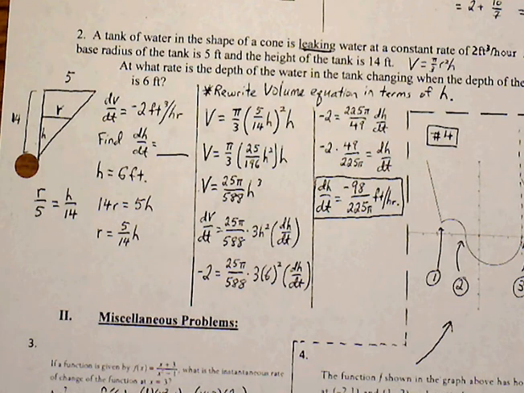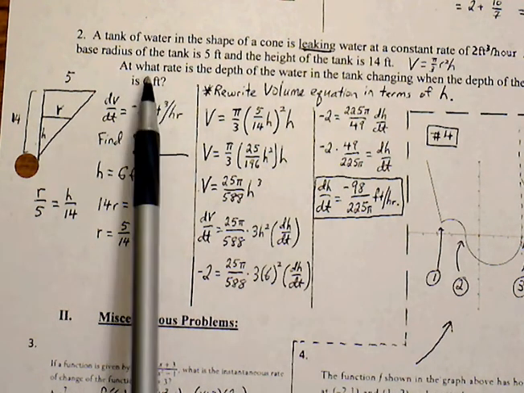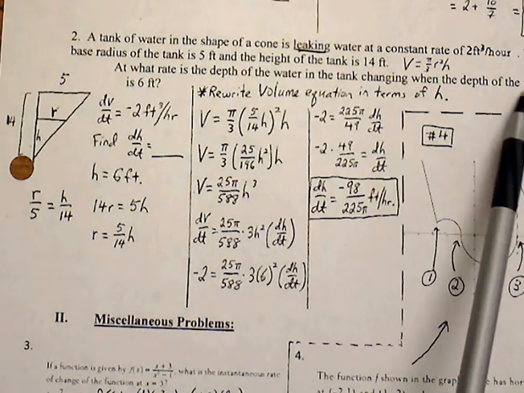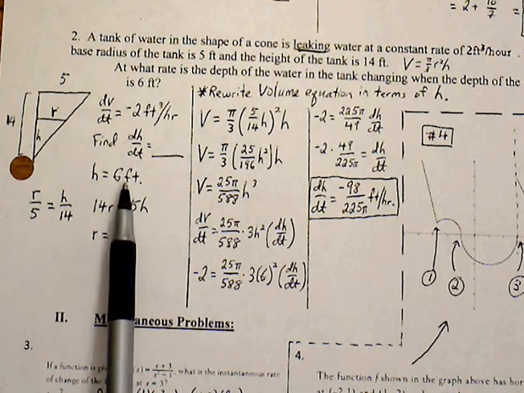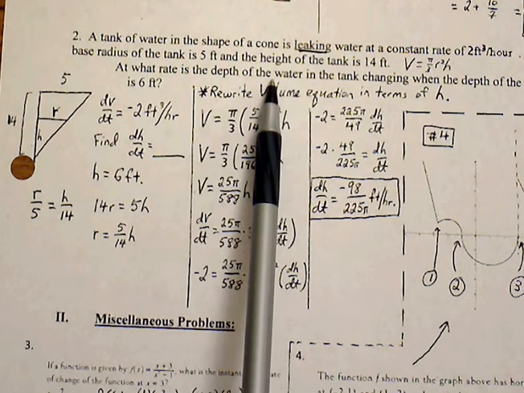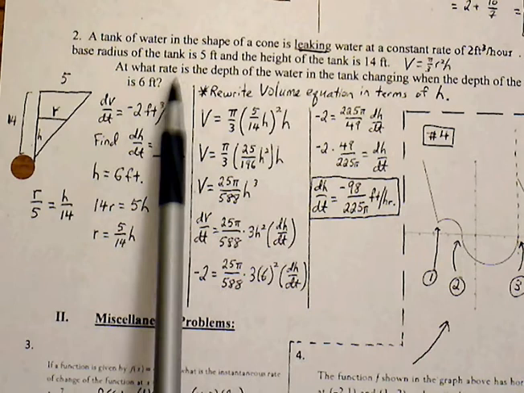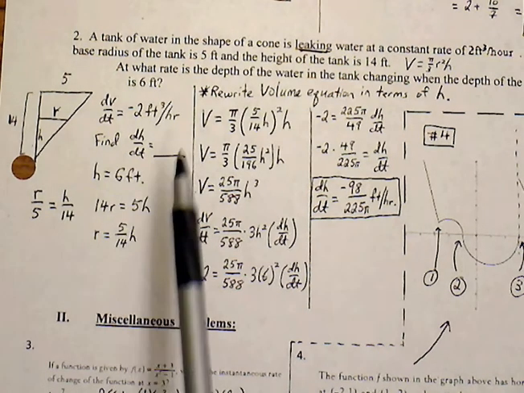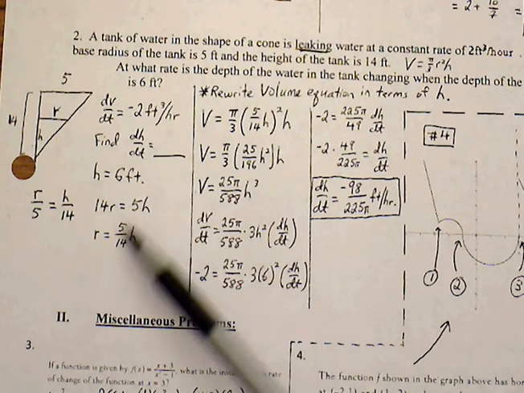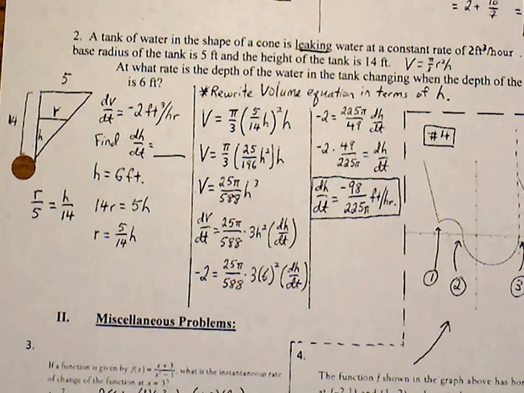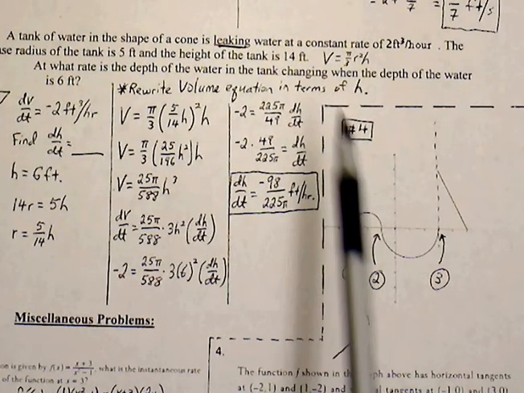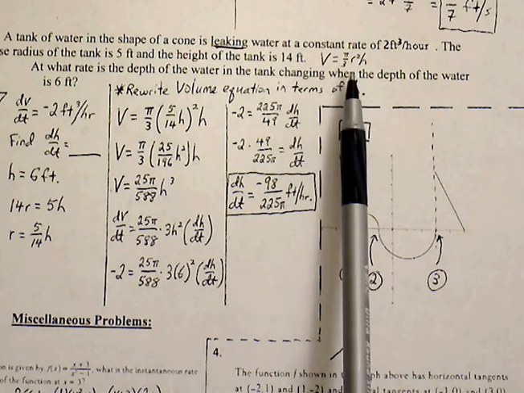Okay, let's see what else. At what rate is the depth of water in the tank changing when the depth of water is 6 feet? So at the moment in time, the height is 6 feet, but we're looking for the rate of change of depth of water. This is referring to height, and rate of change, so therefore dH/dt. This gives you a hint as to which variable you want to use for volume. Notice that in the volume equation for cones, you have two variables, r and h.